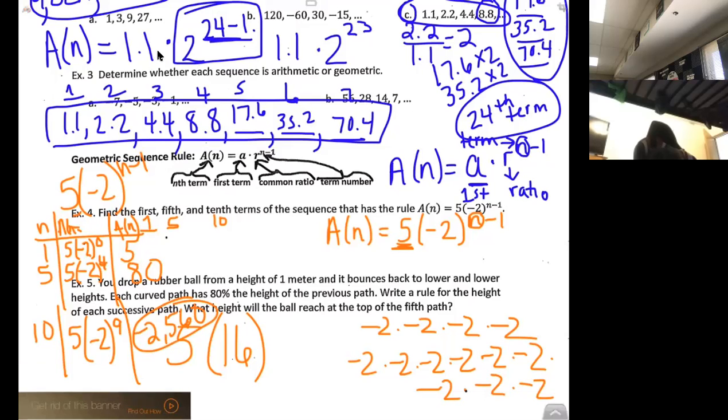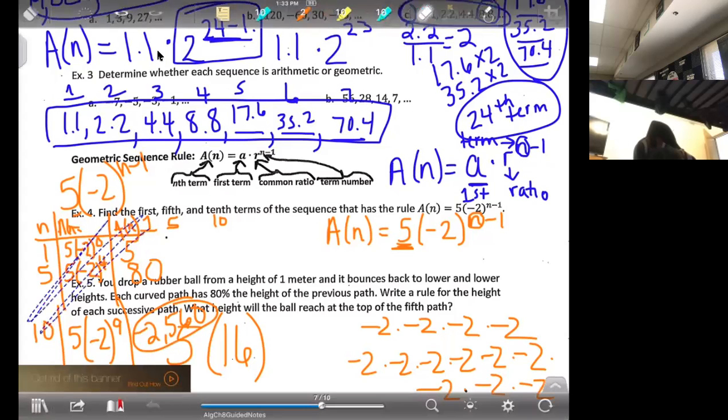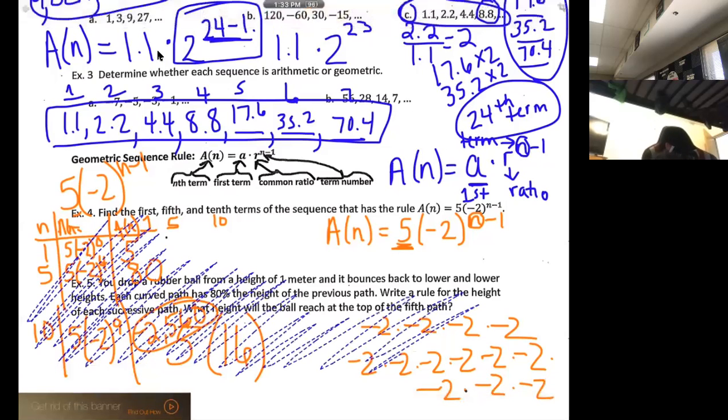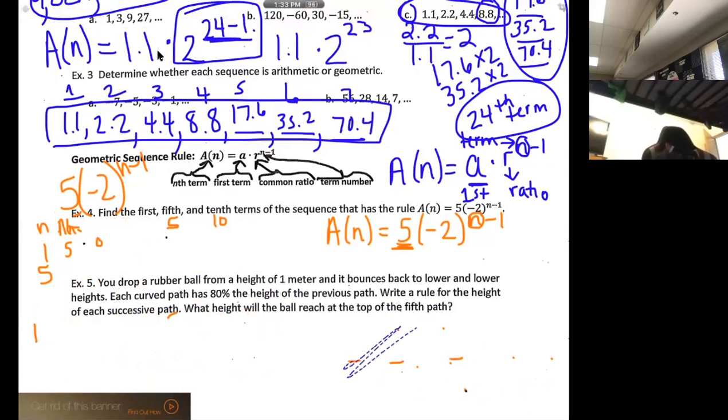Oh, we don't have any word problem. That's the thing. It's a good one, so let's do it. Okay, so you drop a rubber ball from a height of 1 meter and it bounces back to lower and lower heights. Each curved path has 80% the height of the previous path.